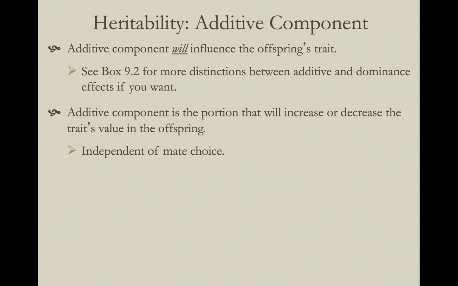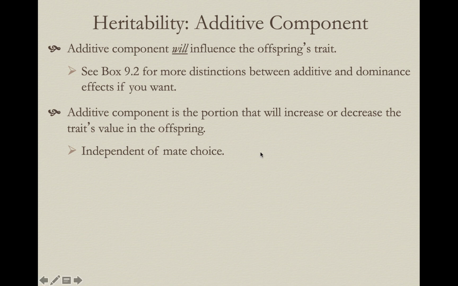So as I mentioned, the additive genetic component is the part that will influence the offspring's trait. Now, your textbook has a mathematical explanation for this, box 9.2, for a distinction between the additive and dominance genetic components. Check that out if it helps you understand it better. But I'm going to give you just a verbal description of the difference between the additive and the dominant component, and that's all I expect on the exam.